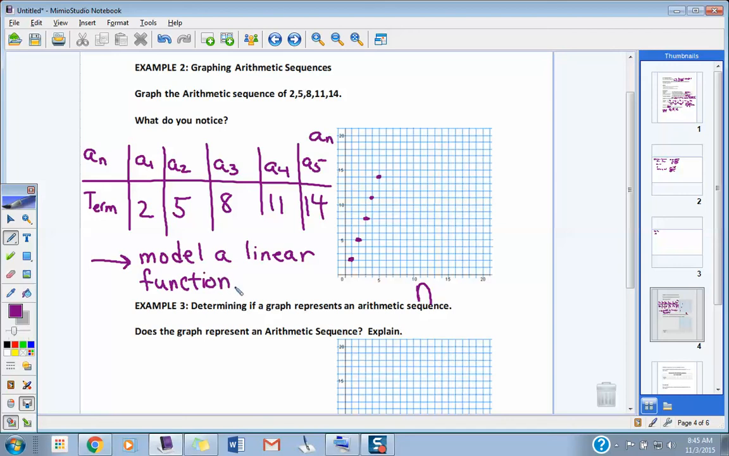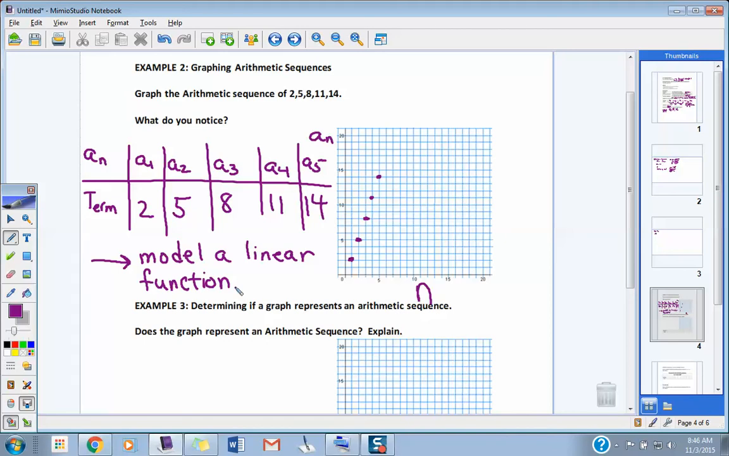Okay? Models a linear function. So if I had to come up with some kind of a core idea about arithmetic sequences, you would say a sequence is arithmetic if its graph is a line, linear. Okay? Hey, by the way, what's the slope of this line from point to point?